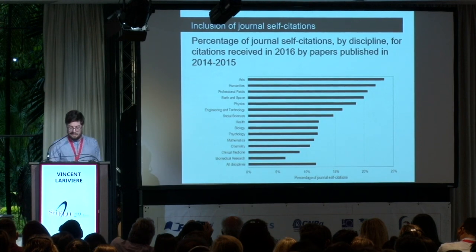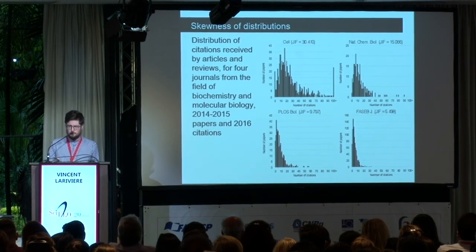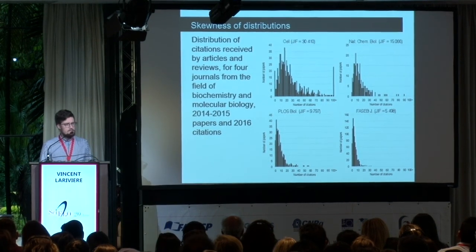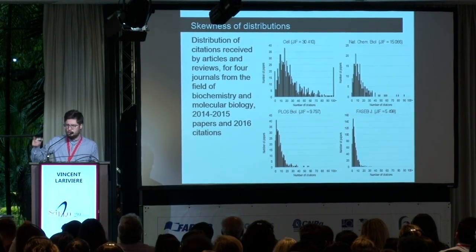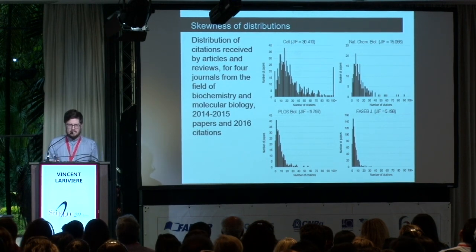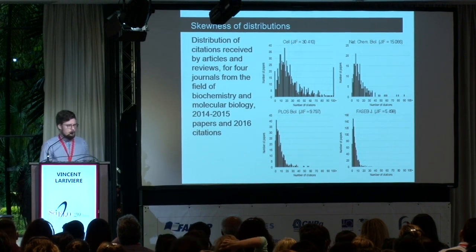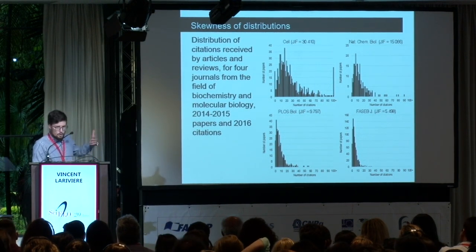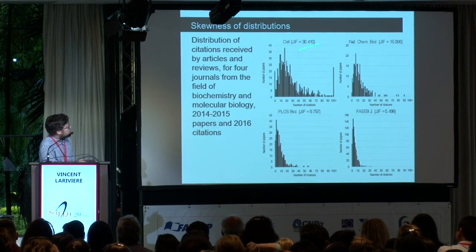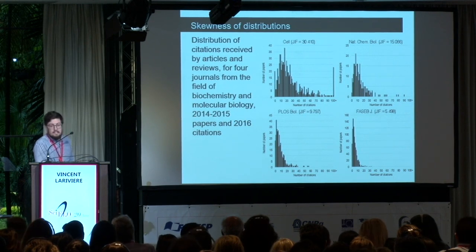Another important limitation is the skewness of the distribution. So as you're probably all aware, the journal impact factor is increasingly used not to assess journals, but to assess individual papers. But the problem is that citations do not follow a normal curve. They follow an asymmetric curve, where basically for any journal, you see that most papers receive very little citations, and that very few papers have high citation rates.